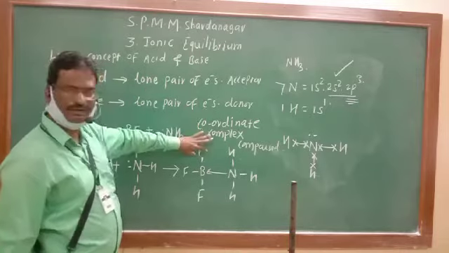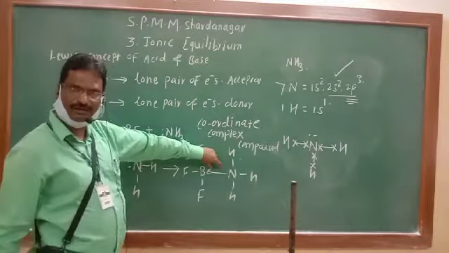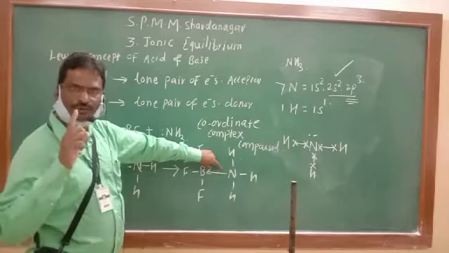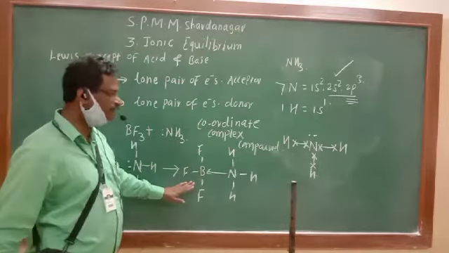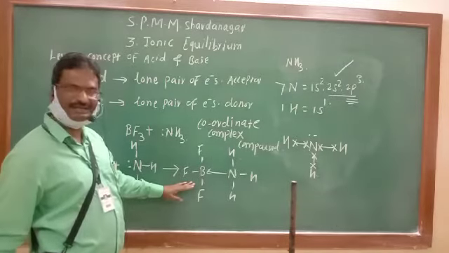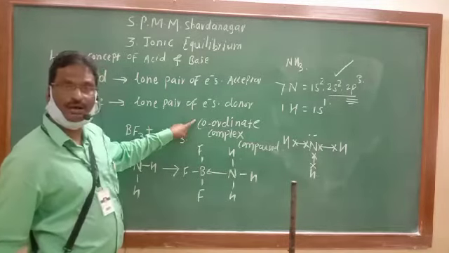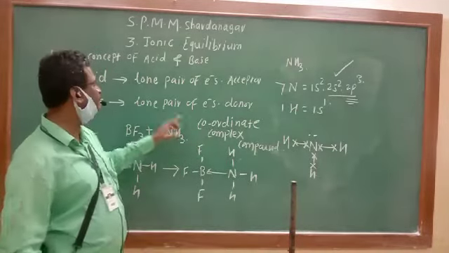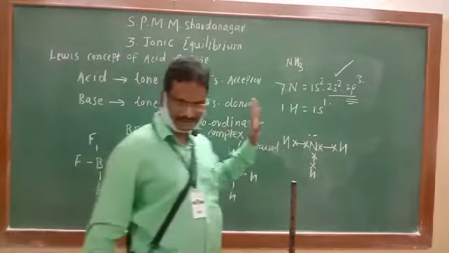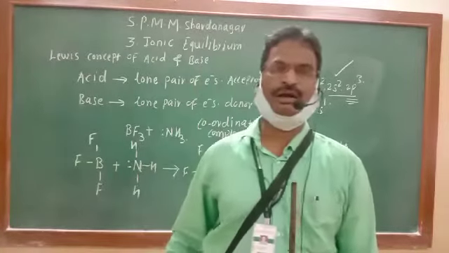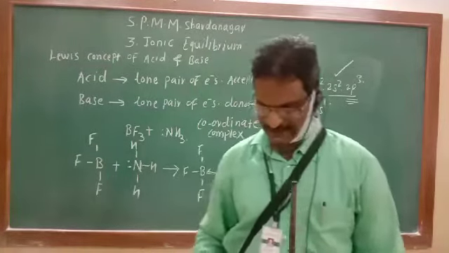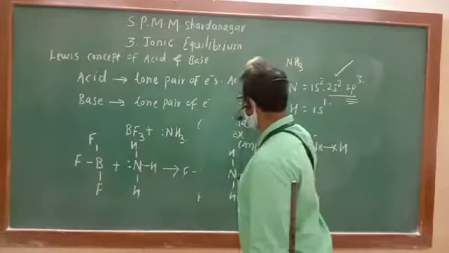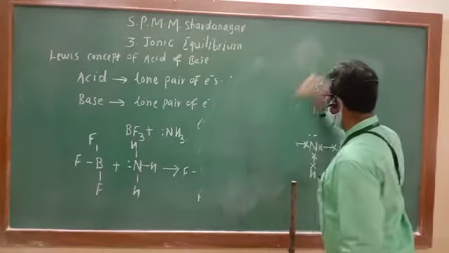This is the coordinate bond. The bond formed by unequal sharing between two atoms is known as coordinate bond, and the complex so obtained by acid base reaction is therefore known as coordinate complex compound. So this is the Lewis theory of acid and base, on the basis of which all acids and all bases are explained. Now the next point is ionization of acid and base.